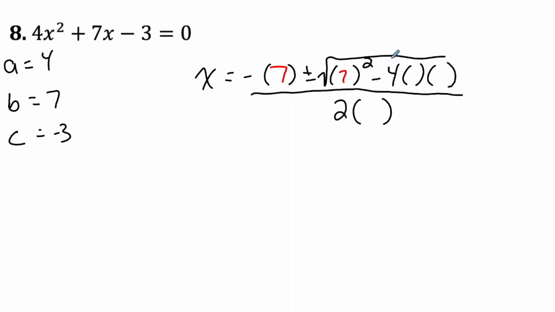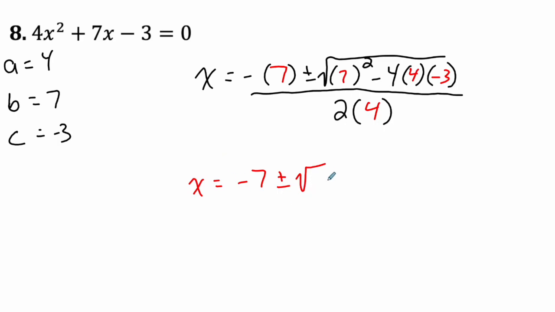B squared minus 4 times A times C is -3, over 2 times A is 4. So x equals -7 plus or minus square root. Let's see what we get here. So let's plug this in. We end up with 7 squared minus 4 times -3. Plug it all in.